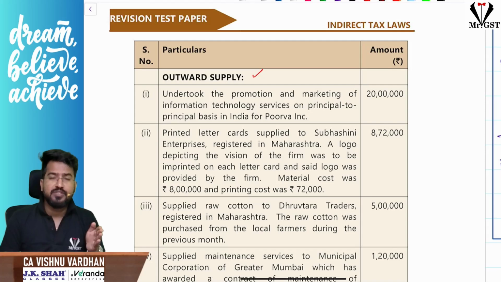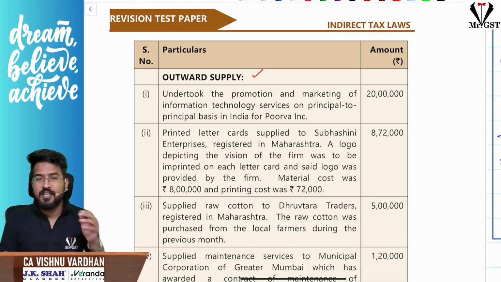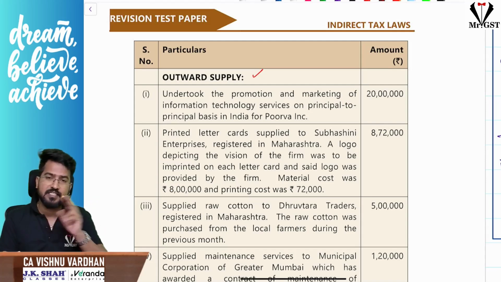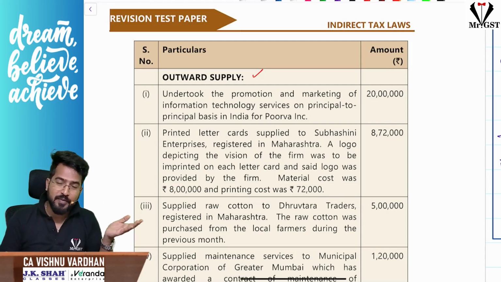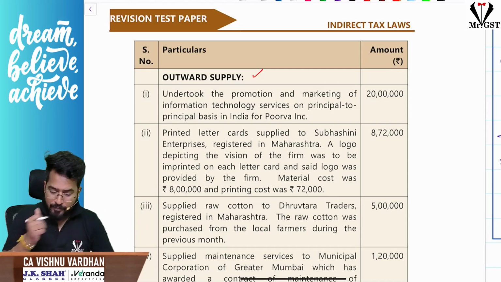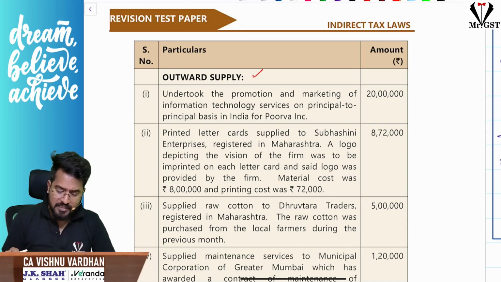There are very good chances of making one common mistake: you will misunderstand sale as purchase and purchase as sale. Then your output tax will become your ITC. So please be careful there. Here they have given the outward supplies details straight away.